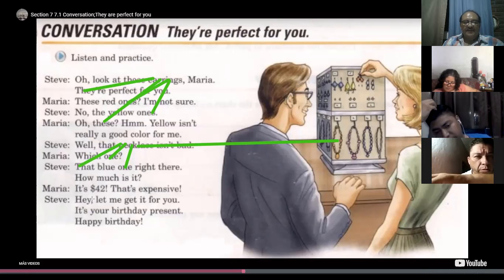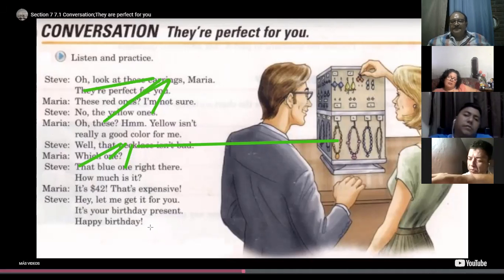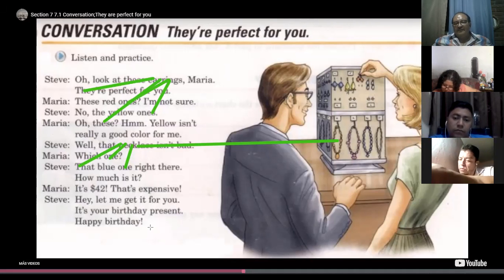How much is it? The price, it's 42. This one that is too expensive, that is expensive, it's not related to that, okay? They say, hey, let me get it for you. It's your birthday present. Happy birthday. Okay. Questions about vocabulary? Comments? ¿Alguna duda? Vean cómo se dice el which one, one, ones.